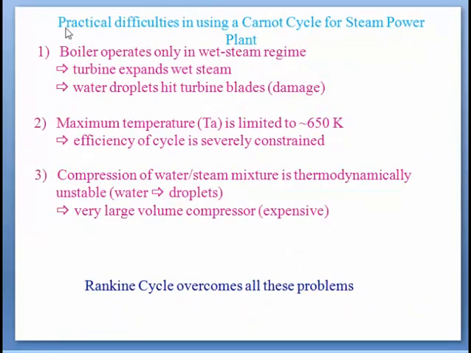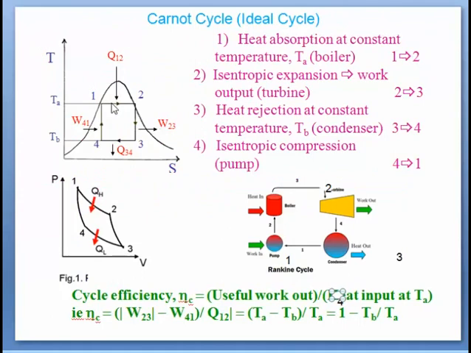Now we will see what the practical difficulties are in using the Carnot cycle, because the Carnot cycle is an ideal cycle, it is a hypothetical cycle, but we will see why it can't be used for our steam power plants. So the first thing you can witness here is that the boiler operates in the wet regime only.